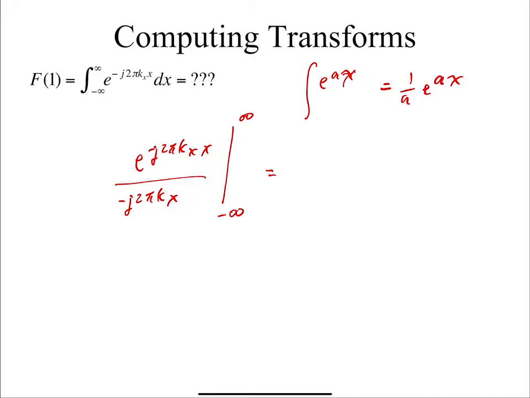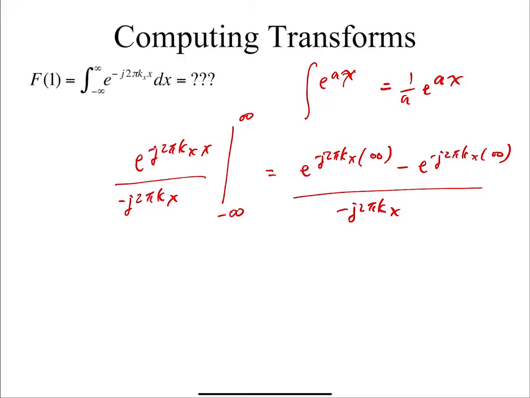So that's just e to the minus j 2 pi kx at infinity, right? Minus e to the minus j 2 pi kx at minus infinity, over this minus j 2 pi kx. Okay, so what does this equal? What's e to the minus j 2 pi kx times infinity? 0. And what's e to the minus j 2 pi kx? Oh, this is at minus infinity. What's that?